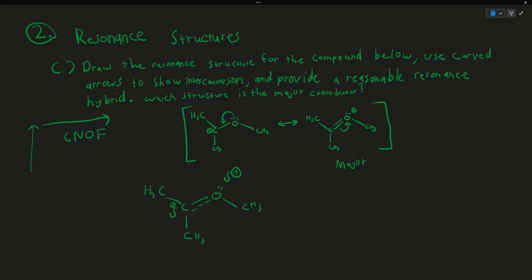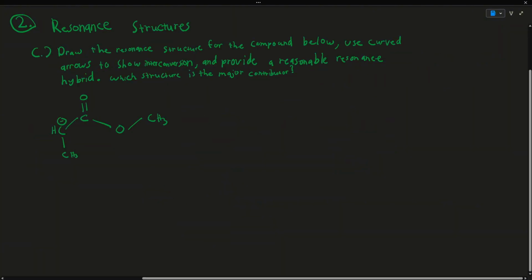So that's also another rule to keep in mind when determining major contributor: the location of the charge, which atom has it in one structure compared to the other one. Okay, for this compound, draw the resonance structure, use curved arrows to show interconversion, provide a reasonable resonance hybrid, and determine which of the structures is the major contributor.